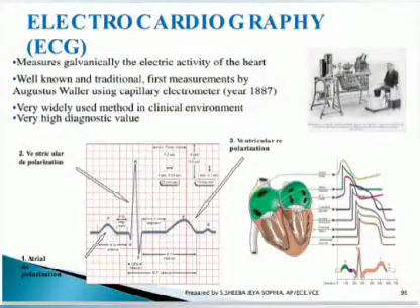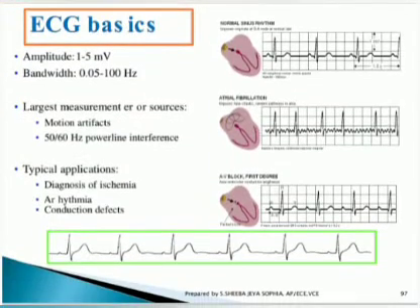So this is the clear waveform representation of the ECG wave, where the first part is the atrial depolarization, the second part goes to the peak, ventricular depolarization, and the third again reaches the normal position, ventricular repolarization. The basic amplitude ranges from 1 to 5 millivolts, and the bandwidth is 0.05 to 100 Hz. Typical applications are in the diagnosis of various types of heart diseases.